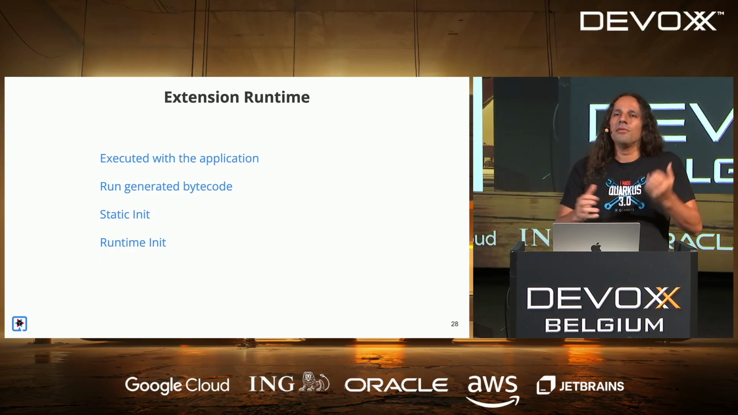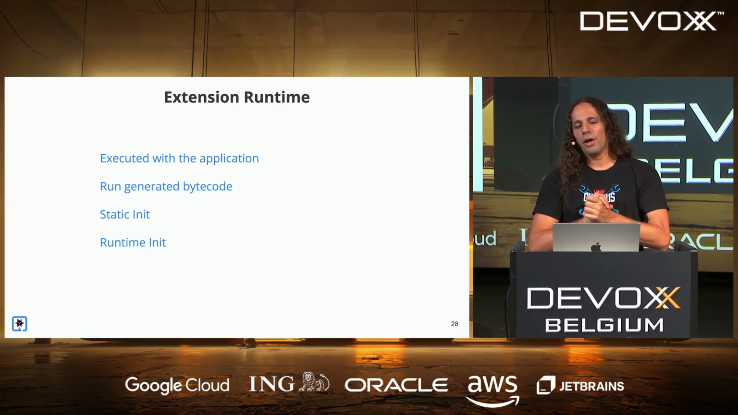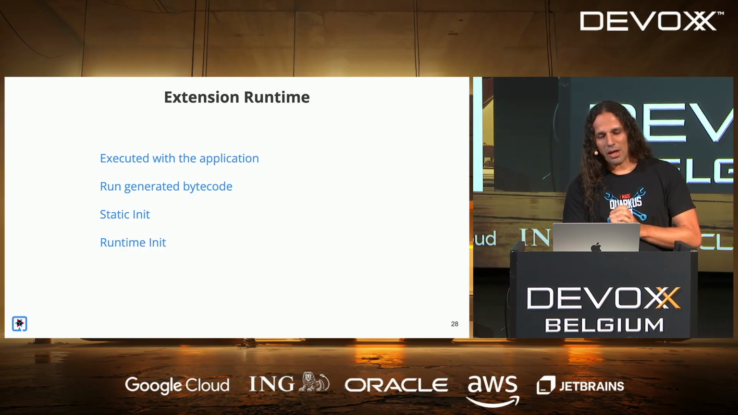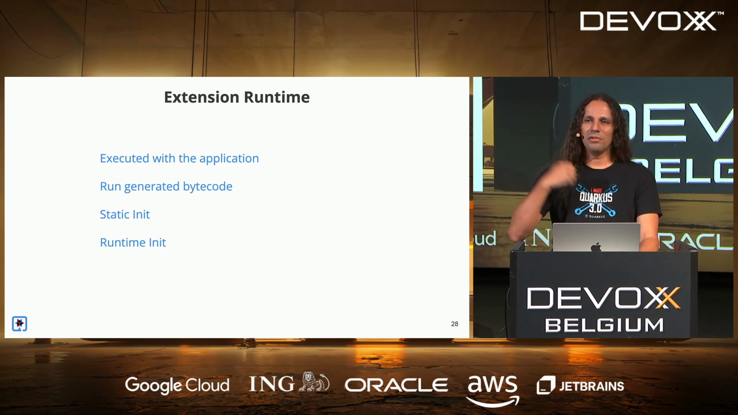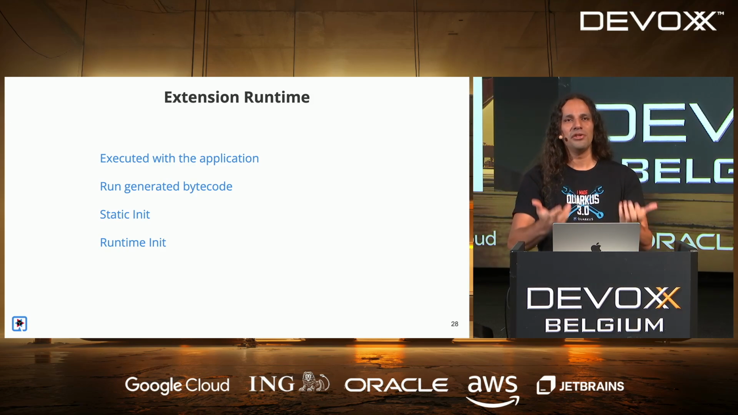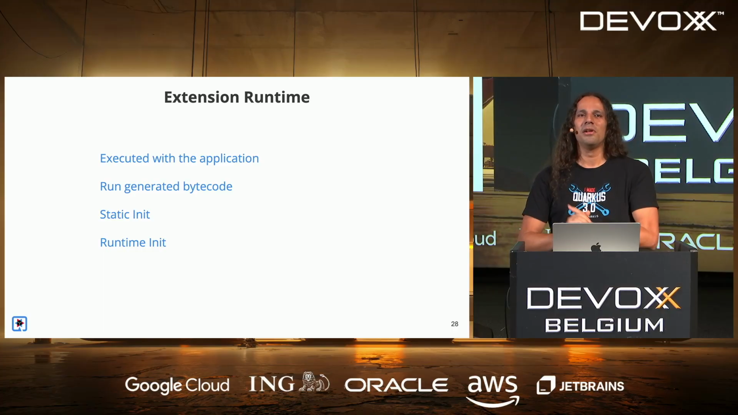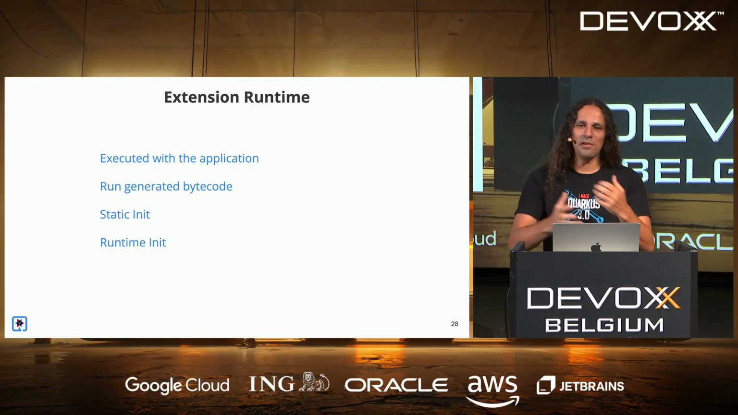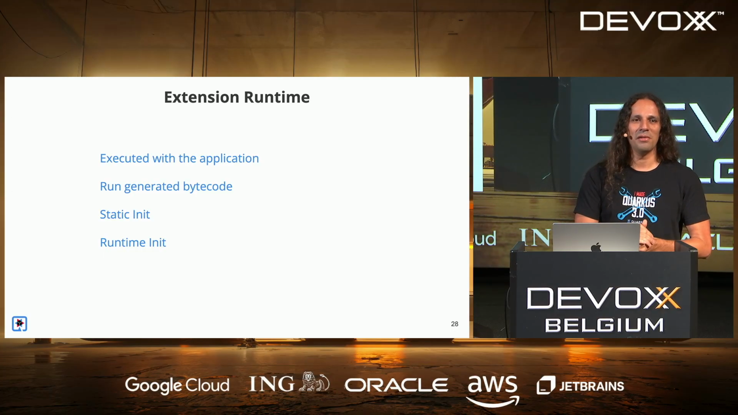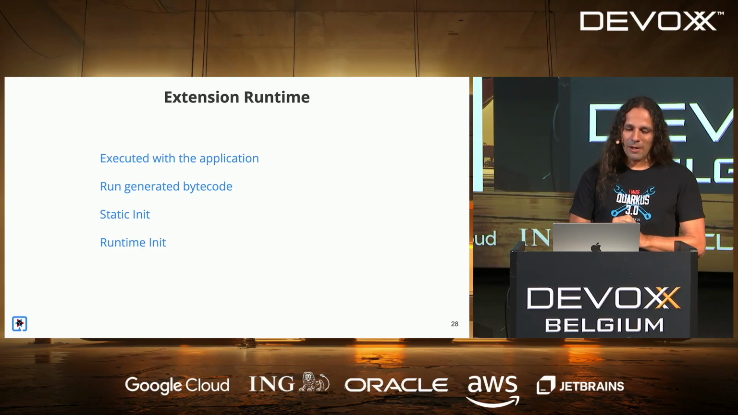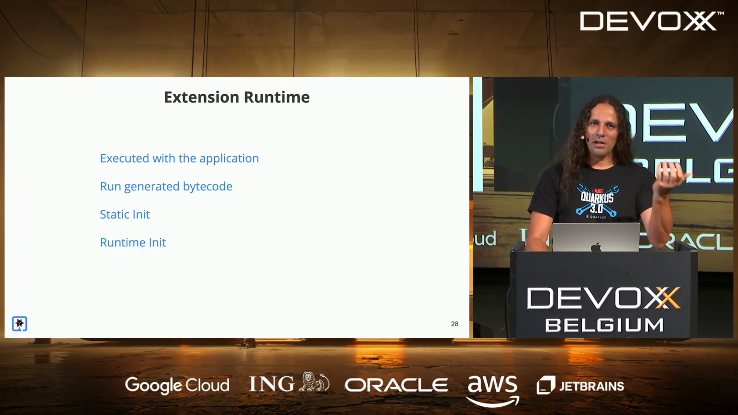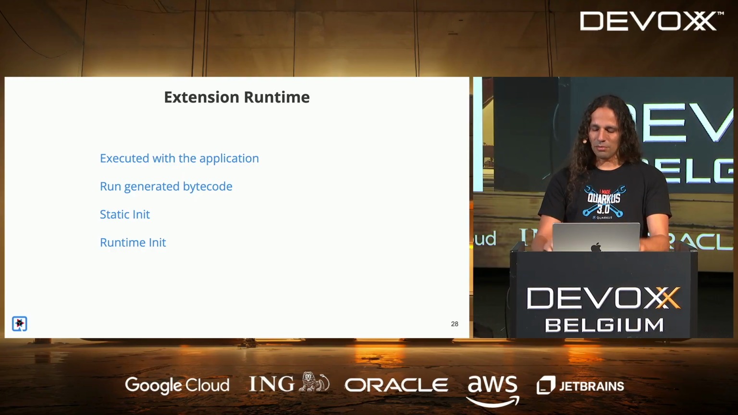Now, extension runtime. So this is probably a little bit more familiar, right? Because that's going to be where you're going to have your runtime code. And here is where, when your application starts, the code is going to be executed. So this contains all the bytecode that you may have generated or not. In most cases, you don't need to go and generate bytecode. But if you need to, we have some libraries that make those things a little bit easier. In most cases, you don't need that. And that's where you also have the static init and the runtime init, startup mechanisms to bootstrap the app, right?